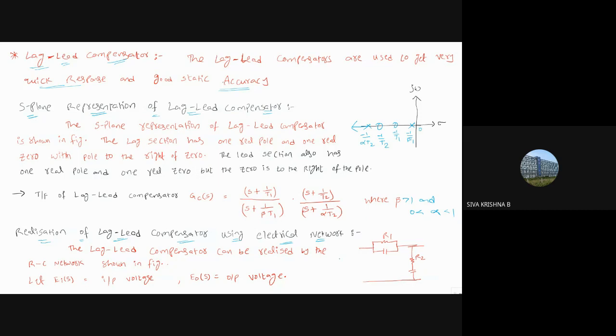So if you come to this lag lead compensator, Anisha, are you there? So input is Ei of S and output is E naught of S. So here if you see this R1 and 1 by SC1, here is R1 and 1 by SC1, and this is 1 by SC2. So these two are parallel or series? This network is parallel or series? So this is parallel. Coming to here, it is series network. So apply voltage division rule to find out the answer.